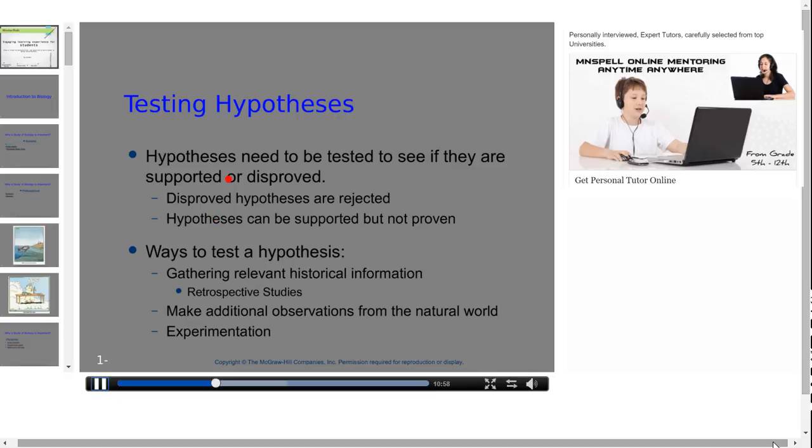So you can either support or disprove your hypothesis. That's what a hypothesis is, not a proven statement. It's just a statement which is made. The ways to test a hypothesis include gathering relevant historical information, traditional observations, and experimentation. Previous studies by previous researchers or scholars can also help you validate your observations and your experimental setup.